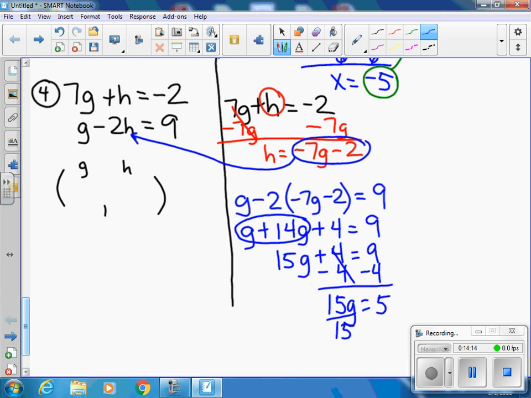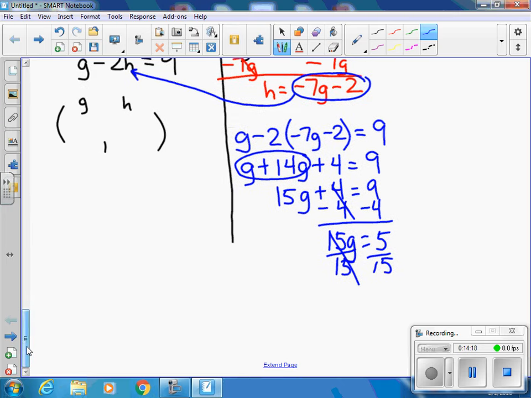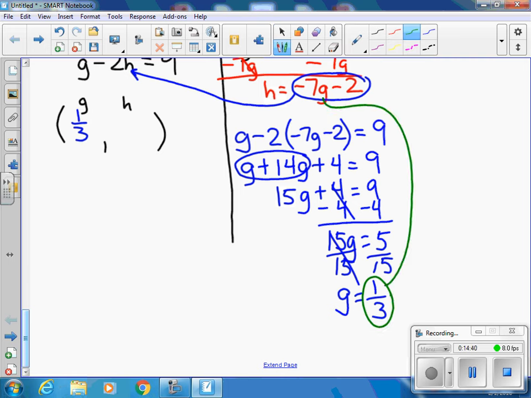Divide by 15. 15 does not go into 5, so it does create a fraction. Reduce your fraction, so your final answer for g comes out being 1/3. So over in the ordered pair, you're going to put 1/3 as the first value, because that's your g value. Then to get the h, we're going to have to take our fraction of 1/3 and go all the way back up here to the expression and plug it in.